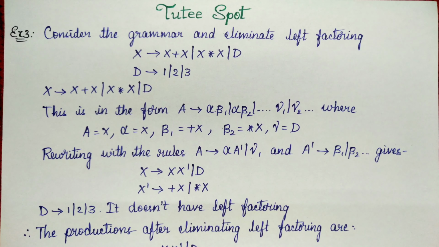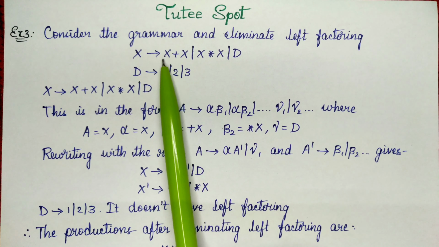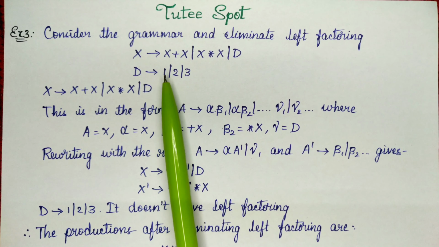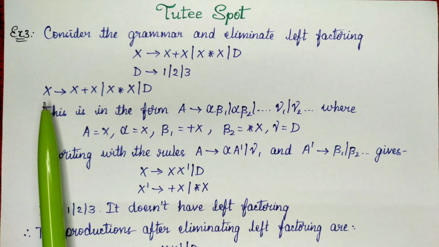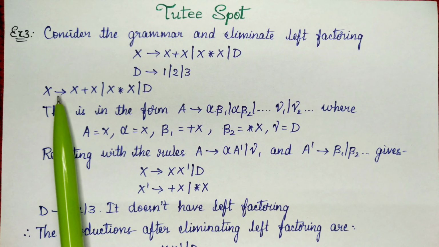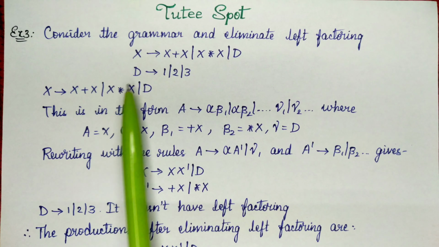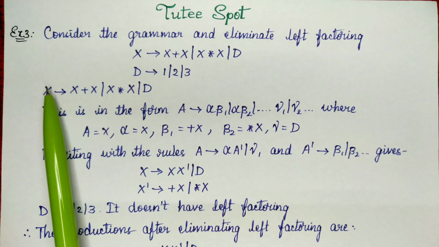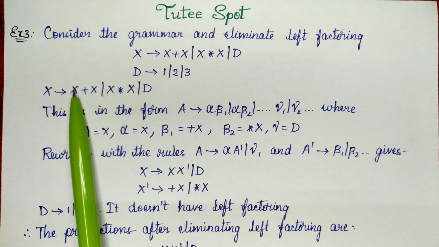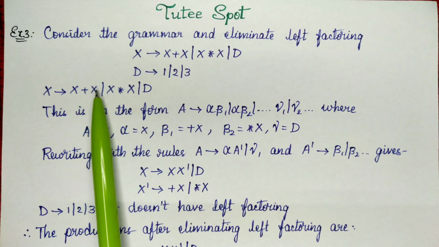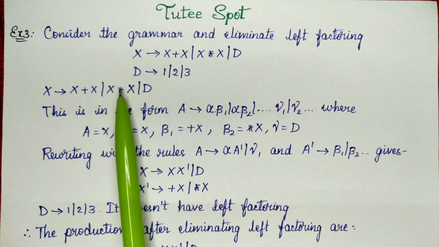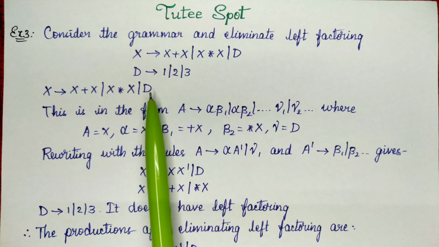Let's consider another example. X implies X plus X or X into X or D, and D implies 1 or 2 or 3. So in the first grammar, we have X implies X plus X or X into X or D. Comparing it with our grammar, A means X and alpha means X and beta 1 means plus X. Alpha means X and beta 2 means into X, and D is the gamma.